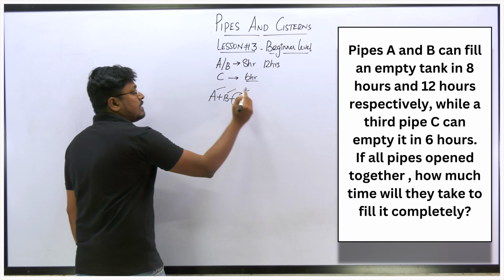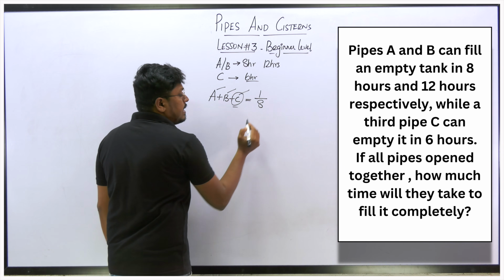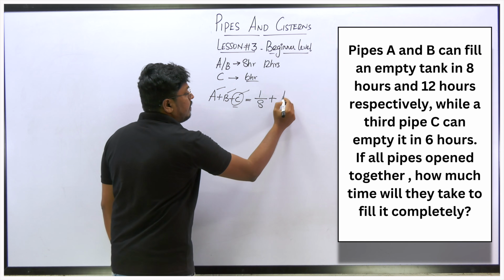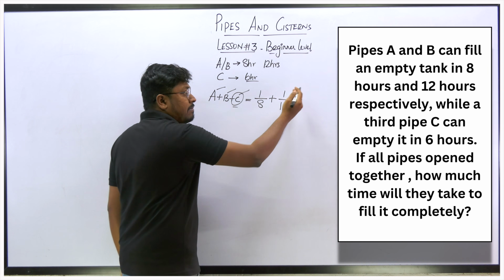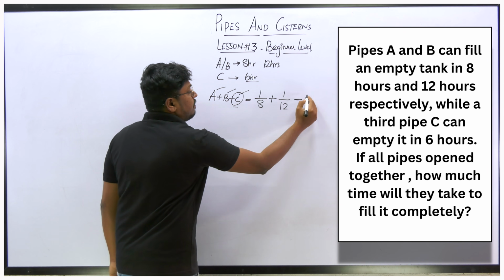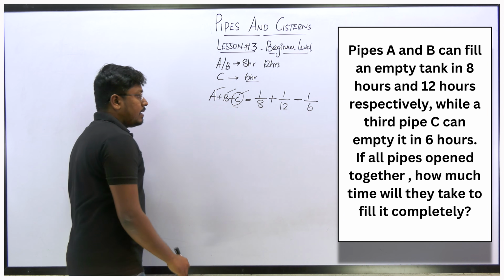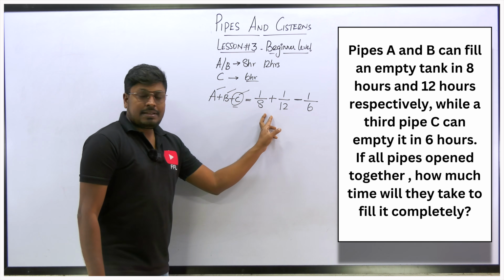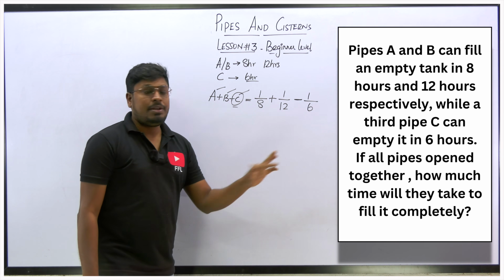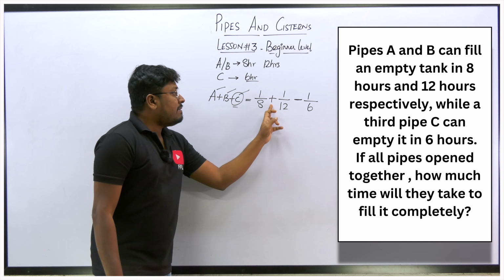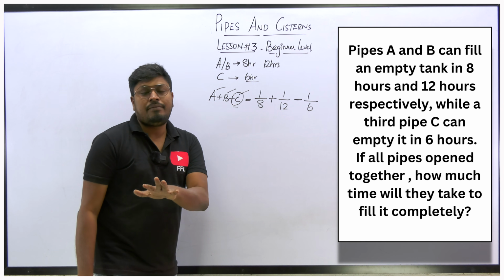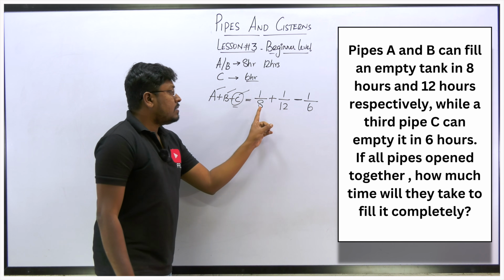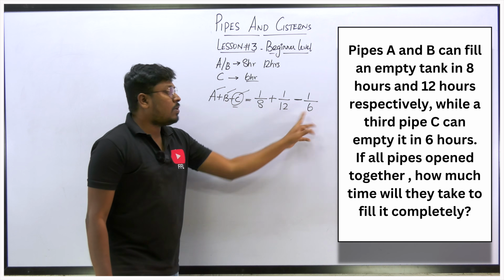Got it, friends? So the first inlet pipe is 1 by 8 hours. The second inlet pipe is 1 by 12 hours. Minus of, why am I using minus here? Because tap C is emptying the cistern. So minus of 1 by 6. Friends, never forget this: if a tap fills the tank, you have to use a plus symbol. Whenever a tap empties the cistern, we have to use a negative symbol before it. So tap A plus tap B minus of tap C.